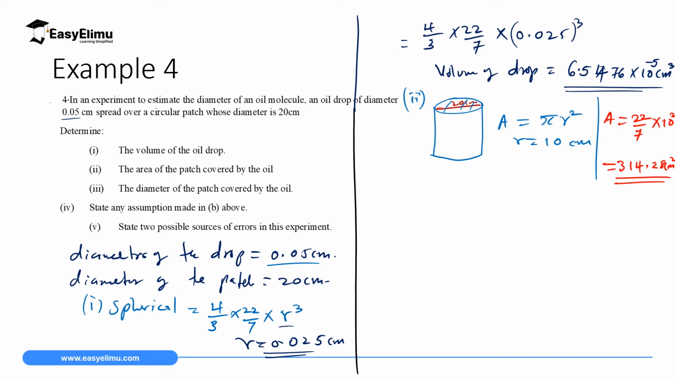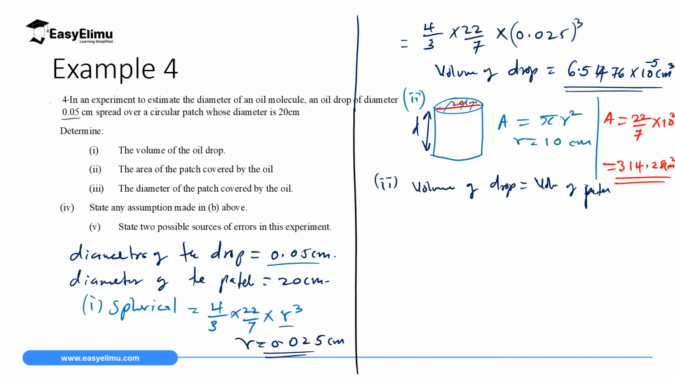Then the third question here, they are asking: calculate the diameter of the patch covered by the oil. The diameter of the patch, if you need the diameter of the patch, is this height here. We are looking for this height. Let's call it D. So in this case, if you need the diameter, then you will equate the two volumes. Volume of the drop is equal to the volume of the patch.